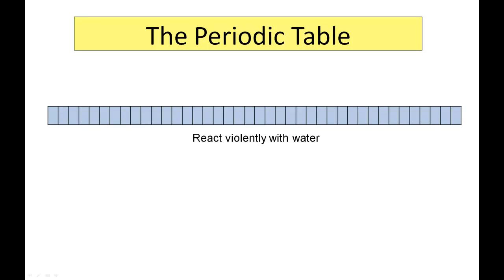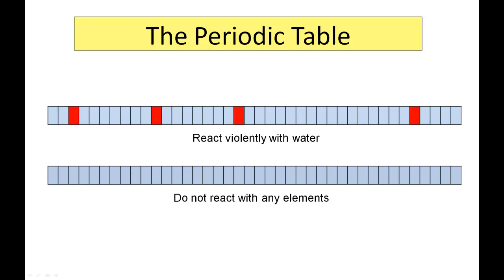Let's say we were to look at all the elements in the first 41 and ask which ones reacted violently with water. You get those right there. Notice it's not a really perfect pattern, but there's definitely some pattern that's happening. Something's happening periodically within those first 41 elements.